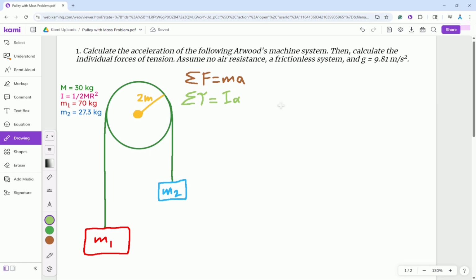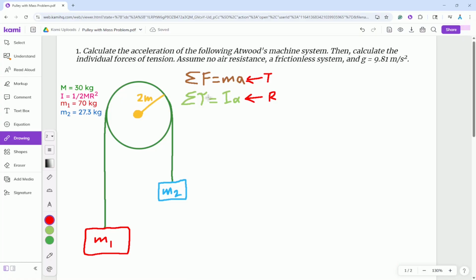Okay, you can be like, well, what's the similarity between these two equations? Well, this first equation is simply Newton's second law. Yes, Newton's second law in translational form. The second equation is Newton's second law in rotational form. That's the only difference.